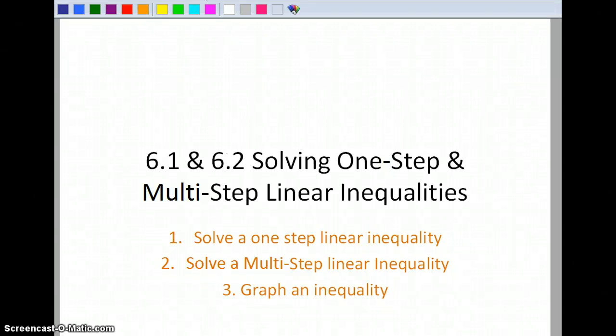This is section 6.1 and 6.2, and today we're going to be solving one-step and multi-step linear inequalities. When we finish, I expect you to be able to solve a one-step linear inequality as well as a multi-step linear inequality, and you also need to be able to graph them.